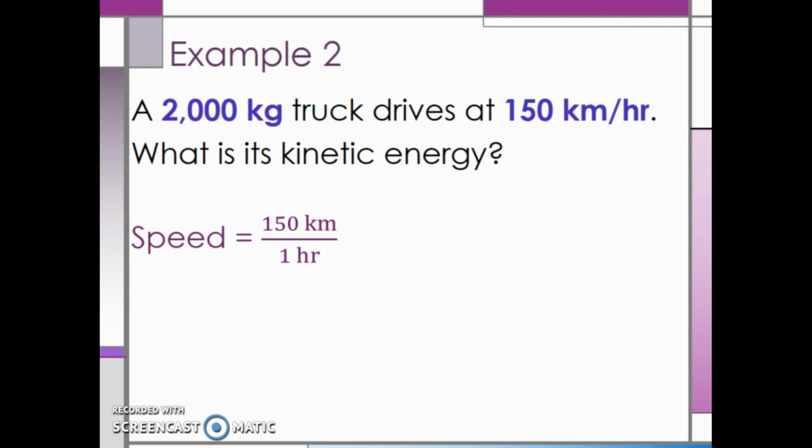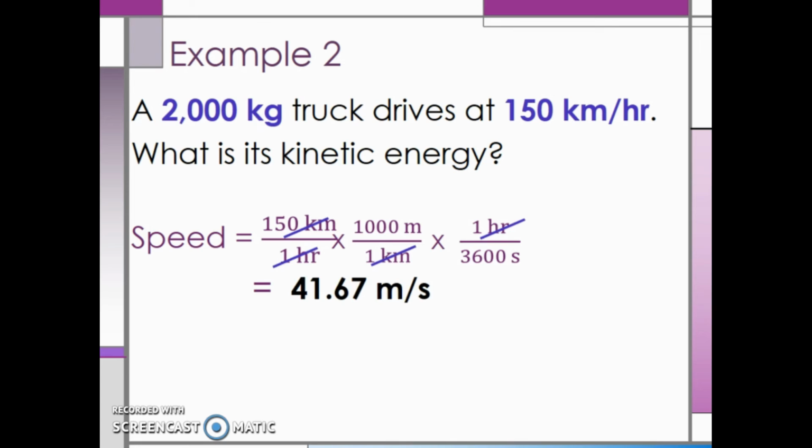Start by writing 150 kilometers as a fraction over 1 hour. Then we can convert kilometers to meters by using the conversion factor: 1 kilometer is equal to 1,000 meters. Last, we can convert hours into seconds by using the conversion factor: 1 hour equals 3,600 seconds. Next, cross off all the unwanted units of kilometers and hours, and we are left with meters over seconds. Our speed ends up being 41.6 meters per second.